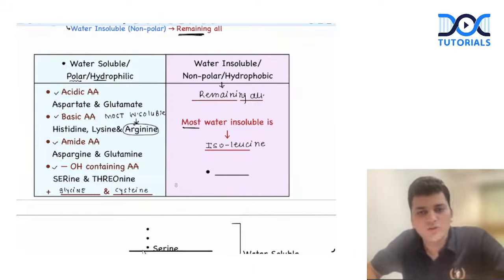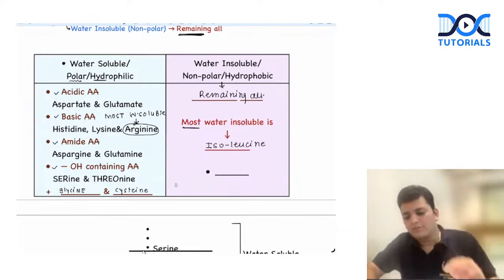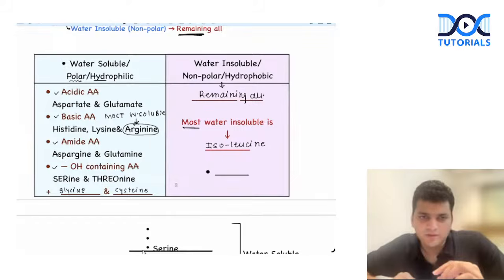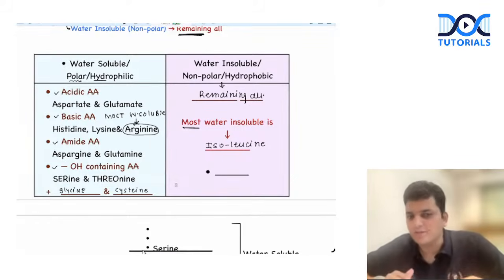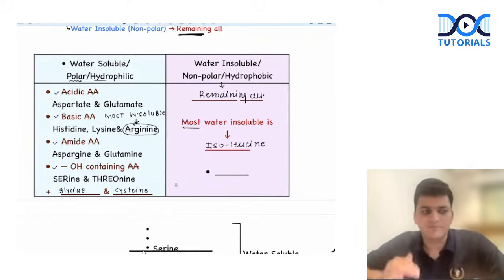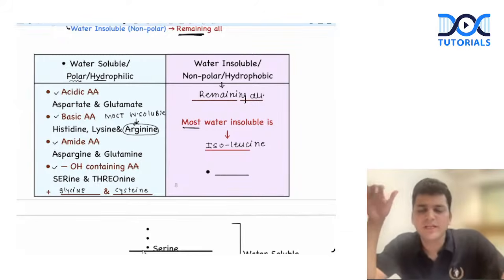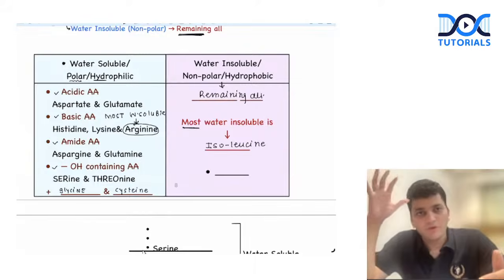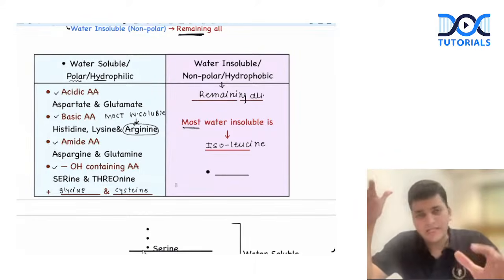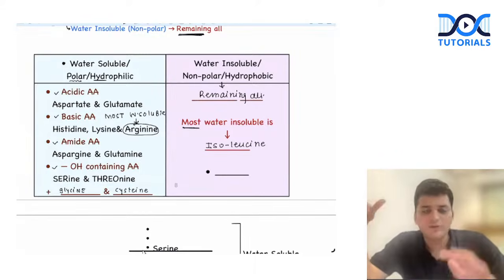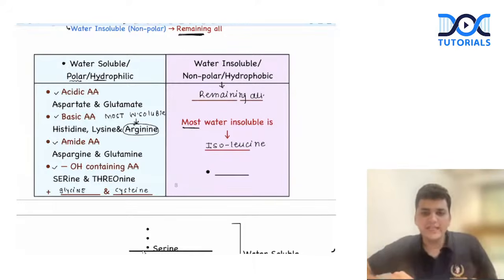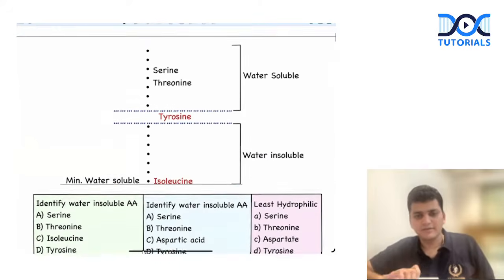So the most water insoluble is isoleucine and the most water soluble is going to be arginine. But if they want to ask you a difficult question, they are going to create a spectrum and then ask the question. What is the meaning of that? For example, if I give you 22 amino acids and tell you to arrange them according to their ranks, the most water soluble rank 1, then rank 2, then rank 3, and the most water insoluble rank 22, if you arrange in that manner, it will be like this.